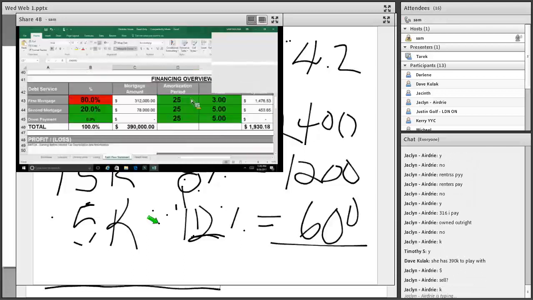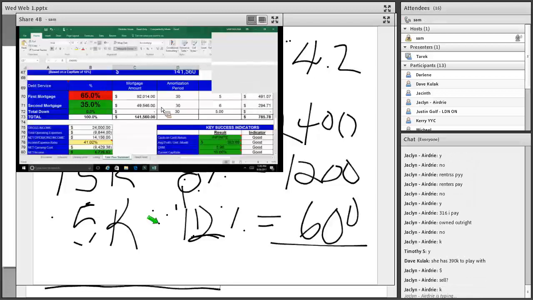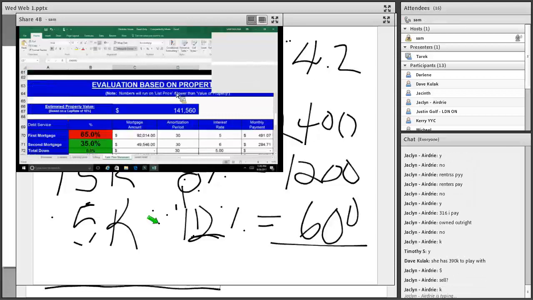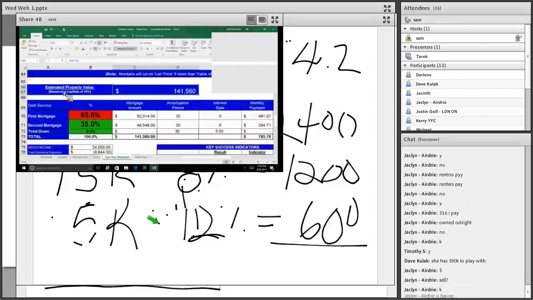These numbers are all going to look not so great because the cap rate's not so great. But you can see, based on that cap rate, what this house as an income property for us would be worth.